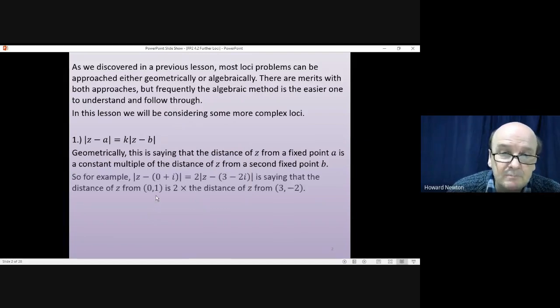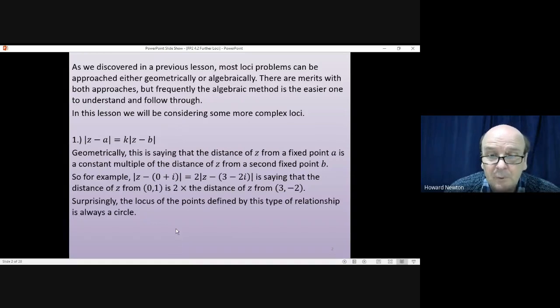So, for example, you might have the modulus of z minus 0 plus i is equal to 2 times the modulus of z minus 3 minus 2i. And that would be saying that the distance of z from 0, 1 is double the distance of z from 3, minus 2, which feels like quite a complex idea, and you'd think that the locus might be quite complex. Surprisingly, it isn't. The locus of the points defined by this type of relationship is always a circle.